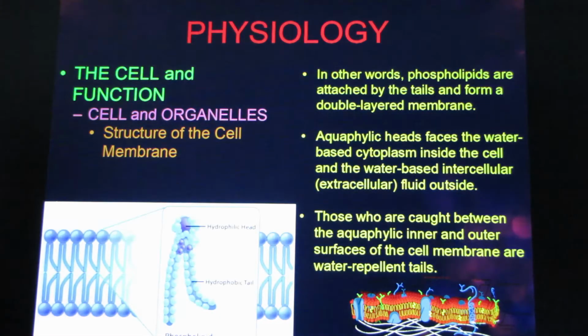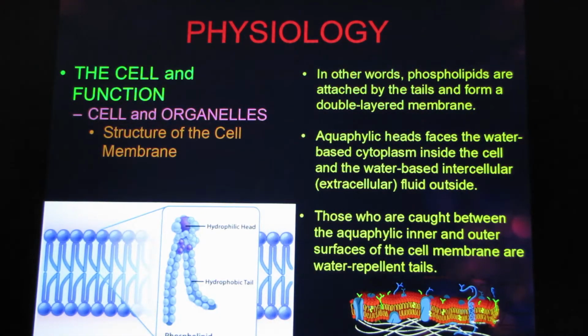In other words, phospholipids are attached by the tails and form a double-layered membrane, as can be seen in the picture here, which is an enlargement of this structure here, and you can see the hydrophilic head is constituted of the phosphates, and the hydrophobic tail is constituted of the lipids, phospholipids. So they face each other with the hydrophobic arms to form a double layer cell membrane.